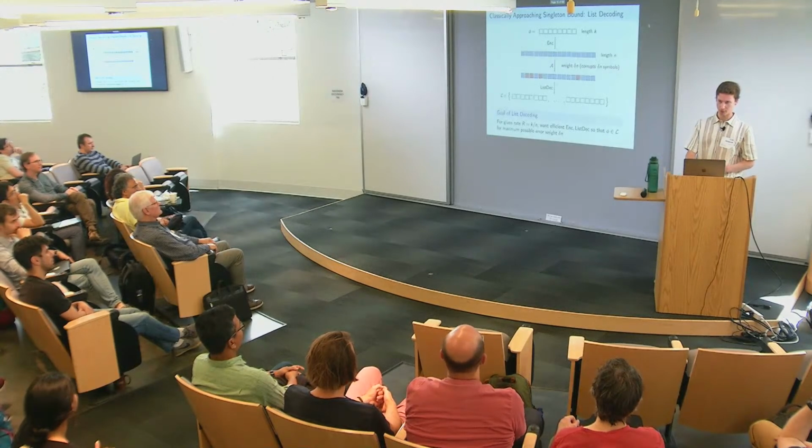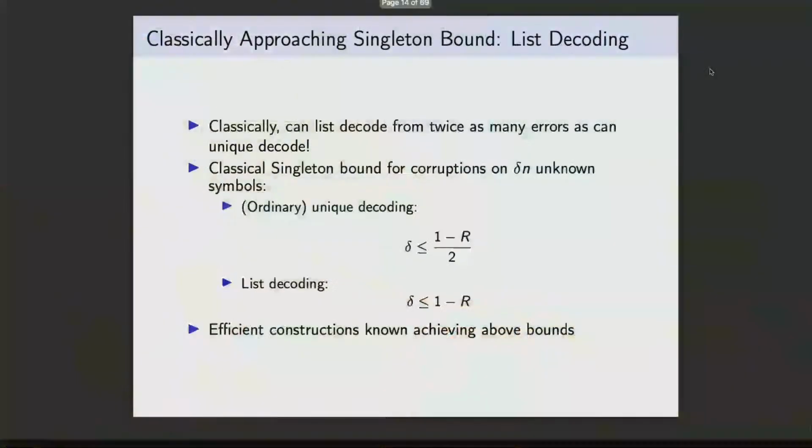Right, so we have this notion of list decoding. At least we have it classically, and it turns out that classically you can list decode from twice as many errors as you can unique decode from. So as I mentioned, classically the singleton bound says for ordinary unique decoding, you can't decode from errors acting on more than 1 minus r over 2 fraction of the code word symbols. But if we relax to list decoding, where we just need a list of messages, one of which is correct, then we can get back up to the true singleton bound of 1 minus r. And actually, there are efficient constructions known classically due to Guruswami and Rudra that exactly achieve or get very close to this bound.